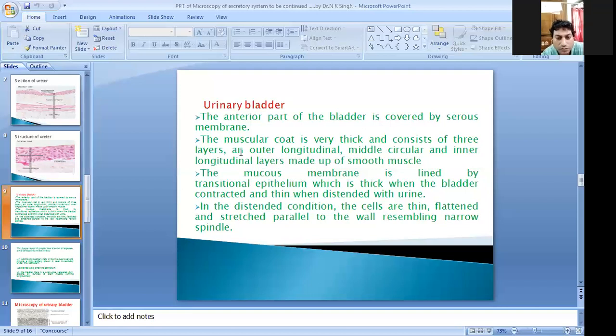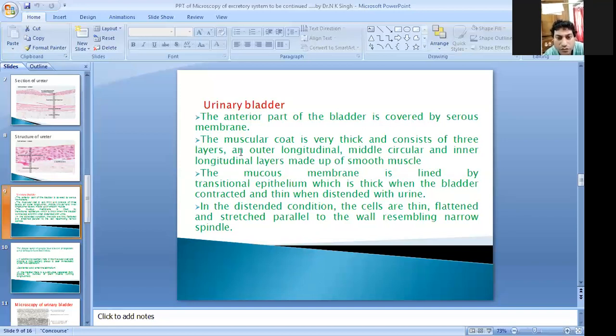This transitional epithelium is thick when the bladder is contracted and thin when the bladder is extended or distended with urine. So by seeing the size of the cells of this transitional epithelium, you can say whether the bladder was in a contracted state or a distended state. If the cells are enlarged, that means fluid was filled in it, it was in extended stage and filled with urine. And if the cells were contracted, then you may say that the bladder was empty at the time when the section was cut.